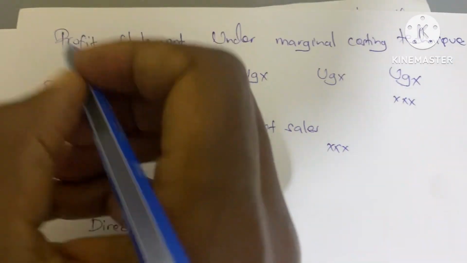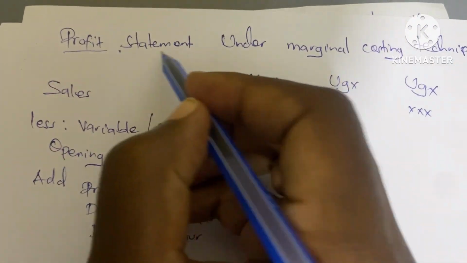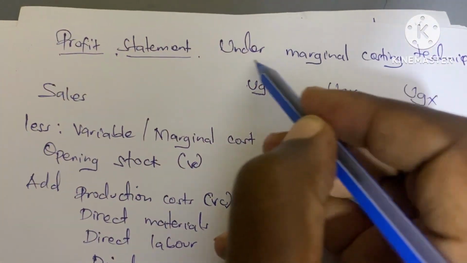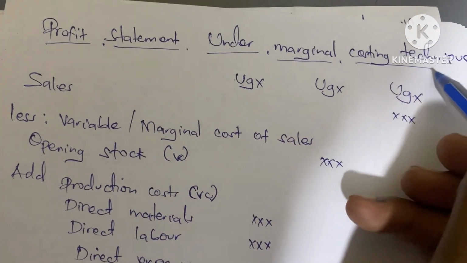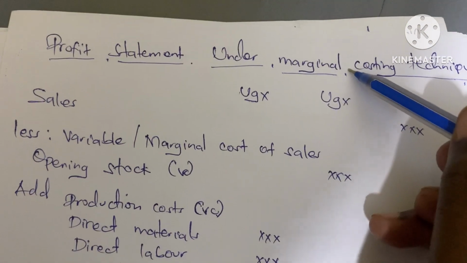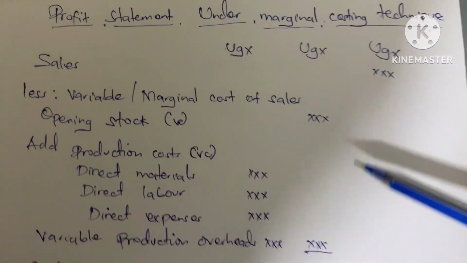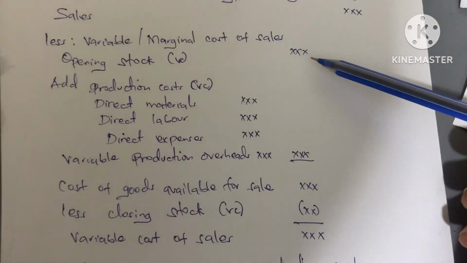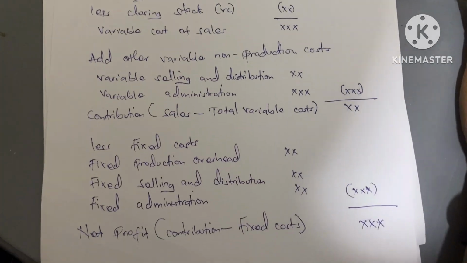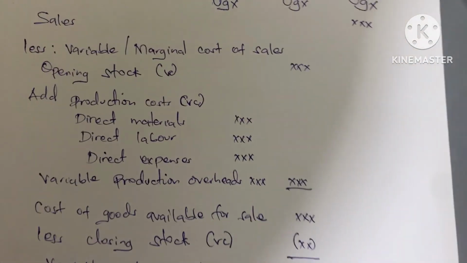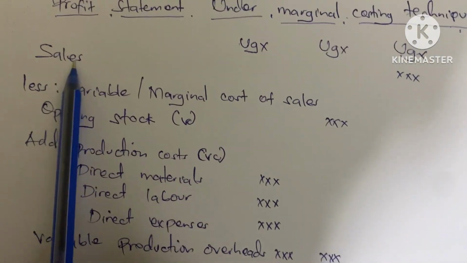Let's look at the profit statement, also known as the statement of profit or loss, under marginal costing and then under absorption costing. So we start with the one for marginal costing. This is the format. This is how it looks. So we start with sales.